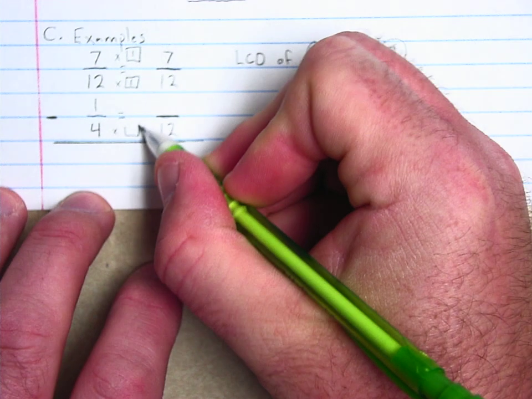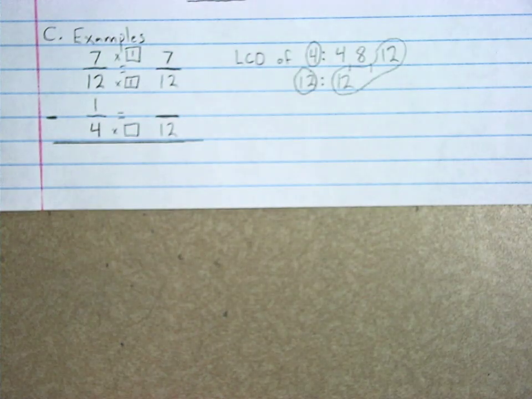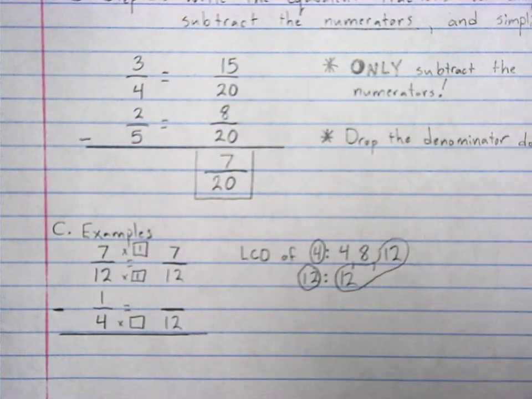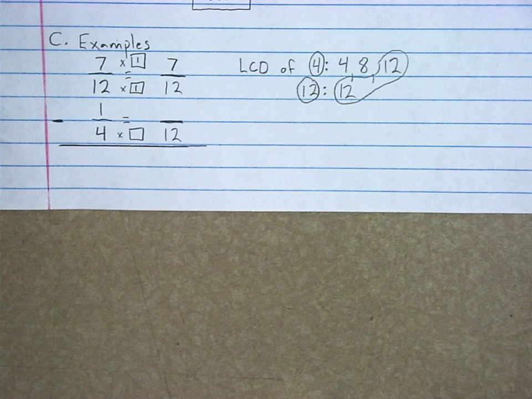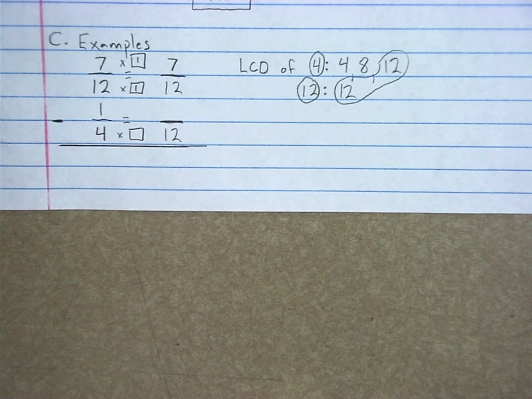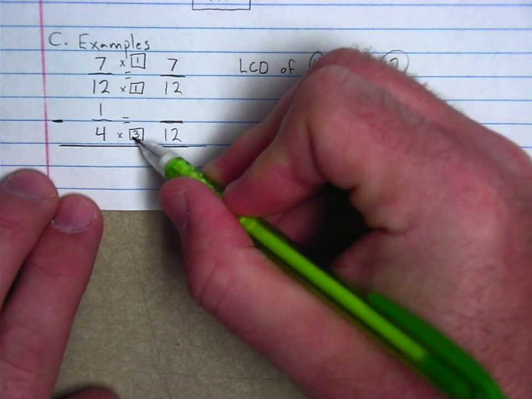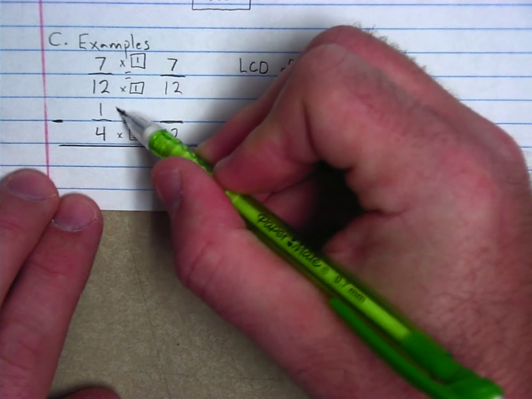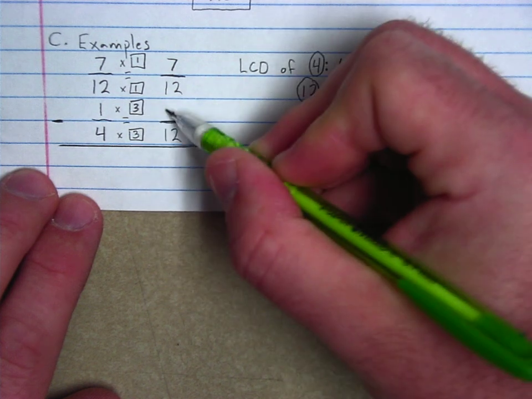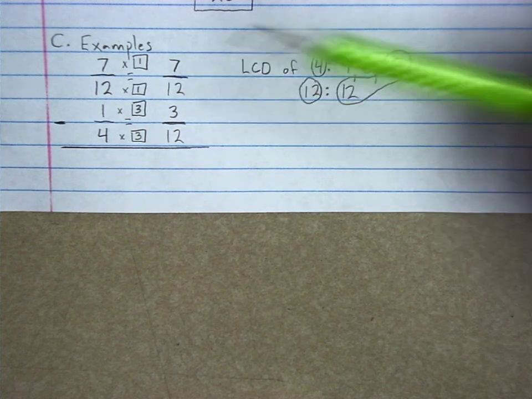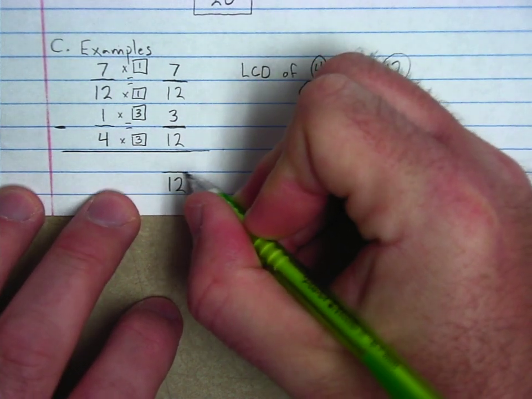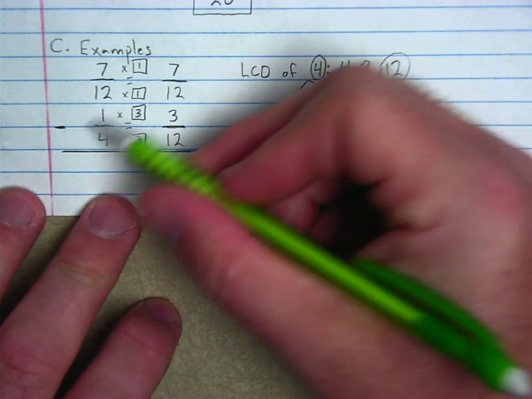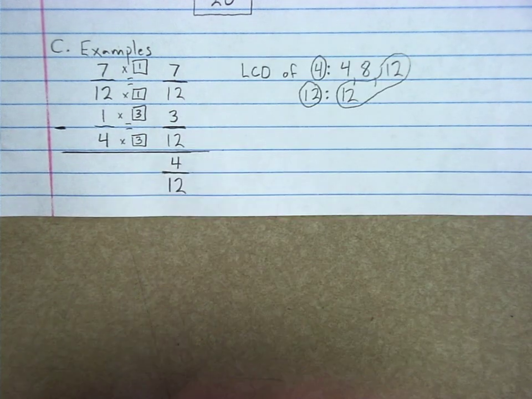4 times something. 4 times something equals 12. While I was playing with the camera, most of you were probably screaming, 3, it's 3, I know it's 3. Okay, so let's multiply the top by 3. We get 3/12. From here, 7/12 minus 3/12. We just bring down the denominator. 7 minus 3 equals 4.